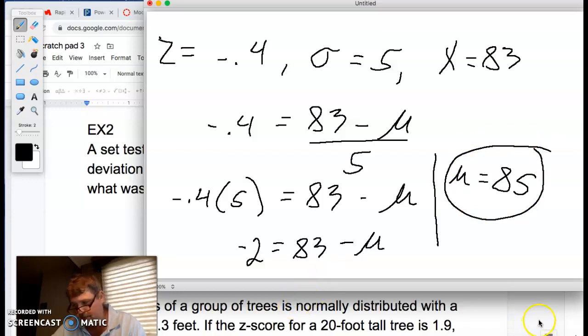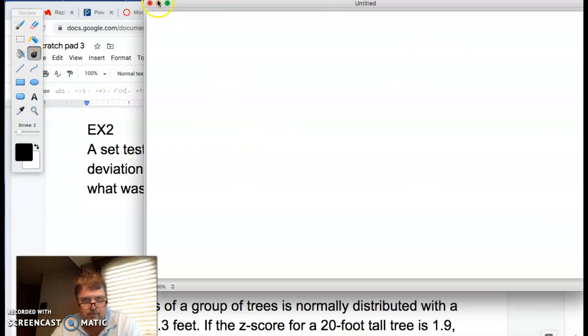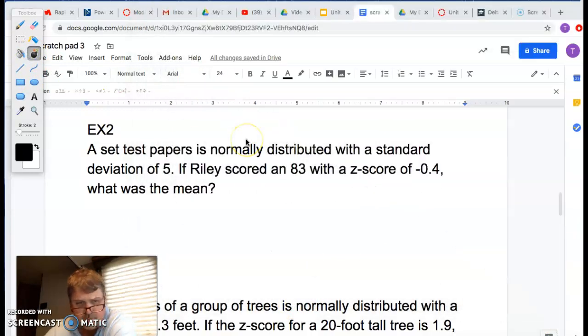In the next video, I'm going to get into more calculator work, and that's probably what you're really going to want to pay attention to the most. I'm just throwing these couple of problems out there in case you run into them.